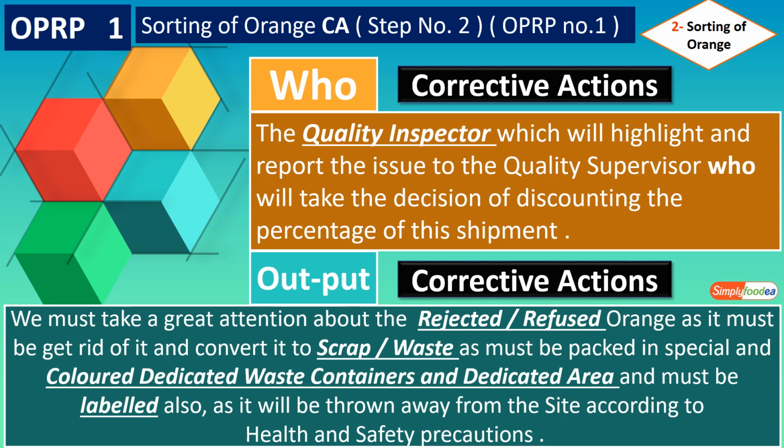How will we control the output of this corrective action, or what is the output of this corrective action? We must pay great attention to the rejected and refused orange, as it must be gotten rid of and converted to scrap or waste. It must be packed in special, colored, dedicated waste containers, placed in dedicated areas, and labeled, as it will be thrown away from the site according to the health and safety precautions of our site.